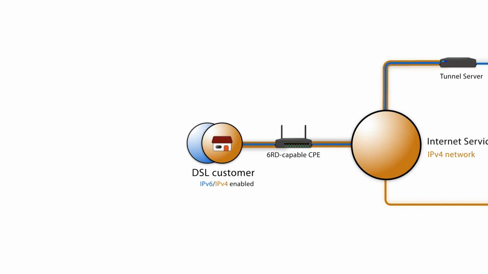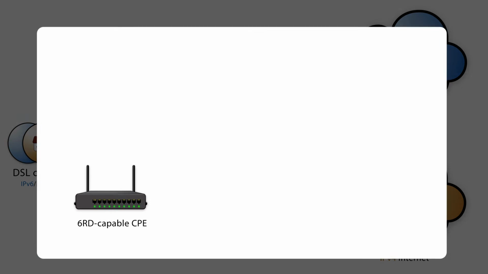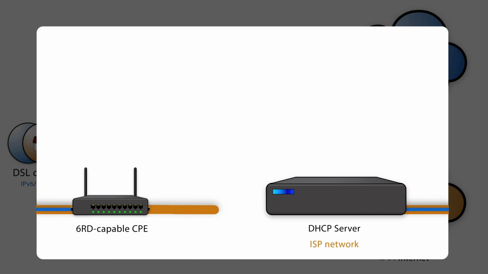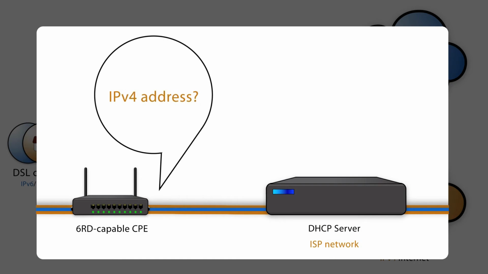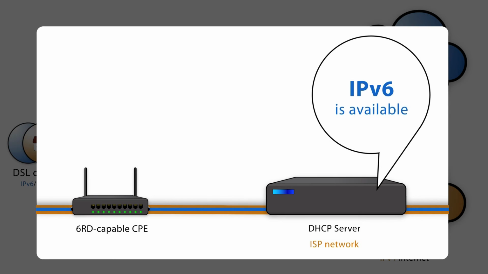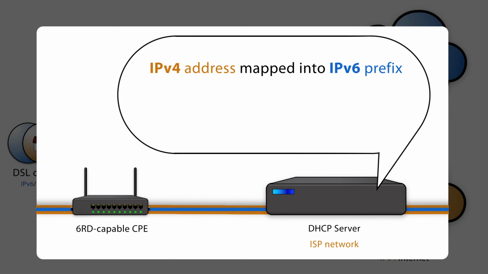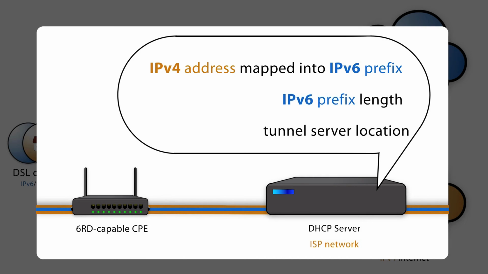Now that we know the assignment size for our customers, let's pay attention to some other details about 6RD. The customer must have a 6RD-capable CPE. If the customer's CPE asks for an IPv4 address from the provider, the provider's DHCP server suggests that IPv6 is also available via a tunnel. It will tell the customer's CPE the IPv4 address mapped onto an IPv6 prefix, together with the prefix length and the location of the tunnel server. This is done automatically.